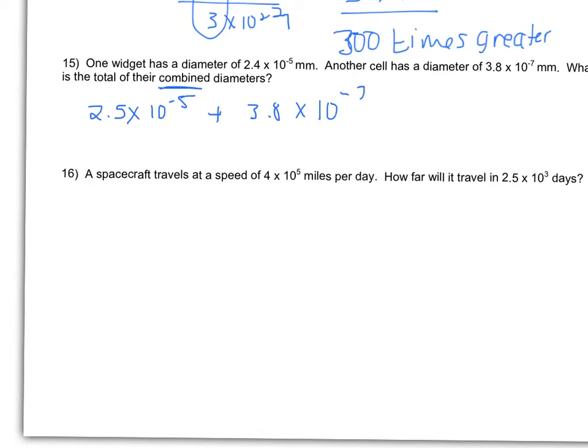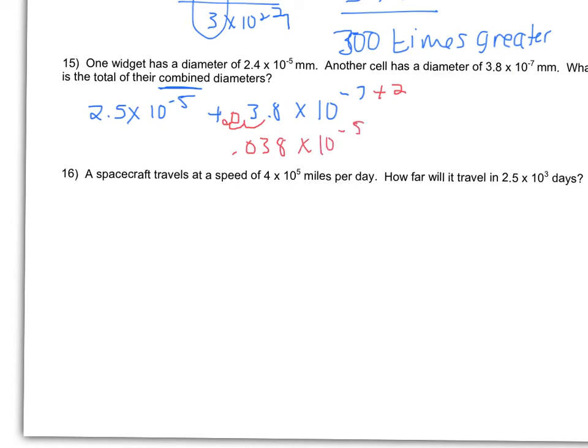We've talked about always changing the one that has the lesser. So negative 5 and negative 7. Negative 7 is less than negative 5, so we're going to change this one. So we have to add 2 to get to negative 5. And if we're adding 2 place values in the exponent, we have to take away 2 place values. So now we have 0.038 times 10 to the negative 5th.